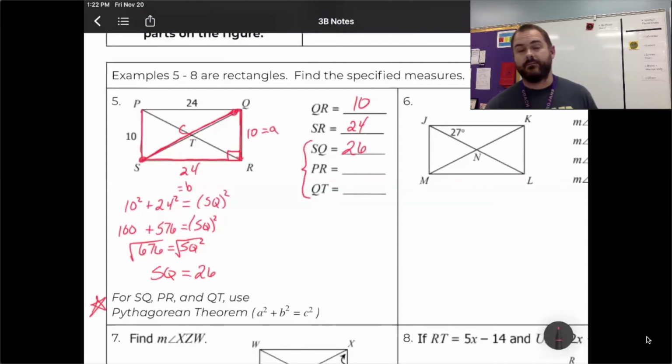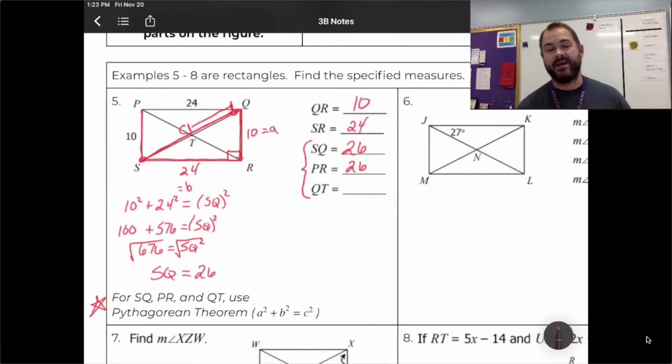Remember in a rectangle that the diagonals are both congruent. So PR is also 26. Now QT, you'll notice, is a length that is half of that full diagonal. I know it's half because in a rectangle, which is also a parallelogram, the diagonals bisect each other. So I know T is the midpoint of both diagonals. So I'm going to take 26 and divide it in 2. 26 divided by 2 is 13.